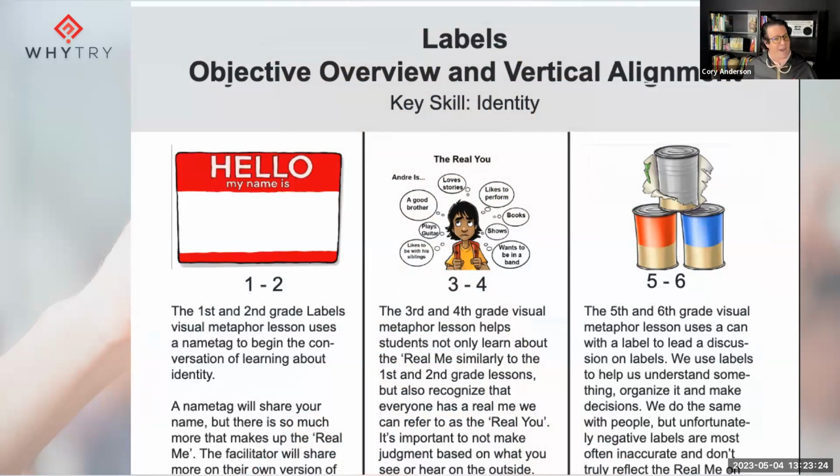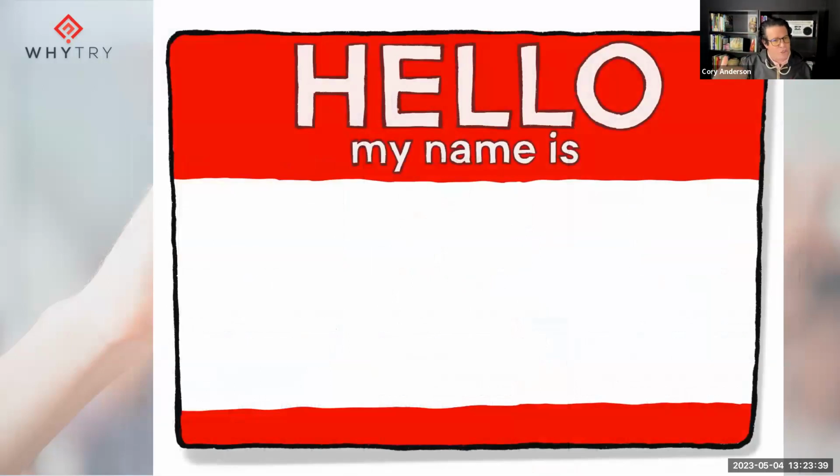So we had to take a step back. What does that look like at the primary grades? The key skill that we focus on here is going to be a positive self-image. And we use the idea of a label. Now, that looks different, as you can see. In 1st and 2nd grade, we actually just use a label in terms of a name tag label.